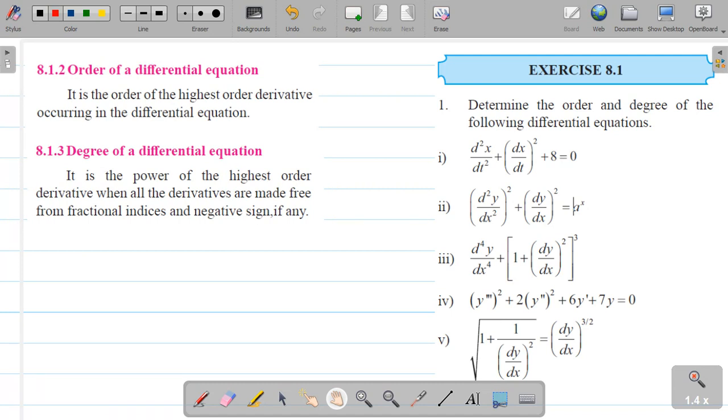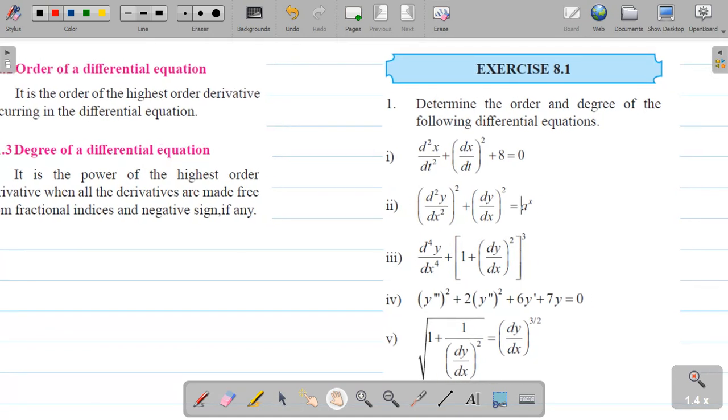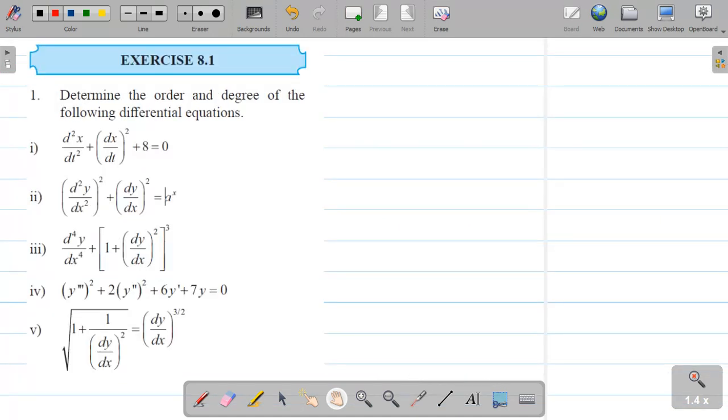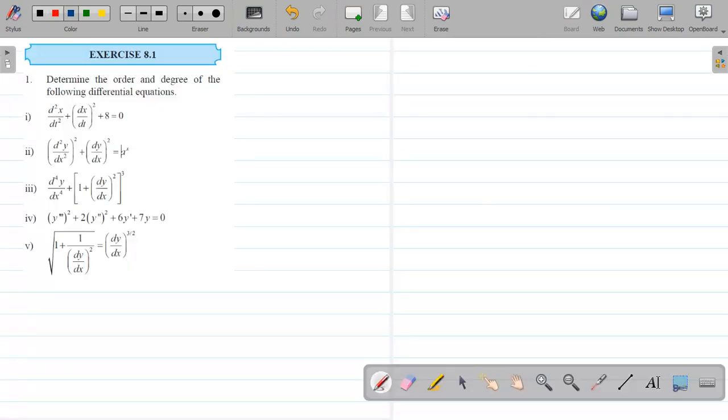Okay, now we will solve exercise 8.1, so let us see here. The question is: determine the order and degree of the following differential equations. A very important question for 2 marks. We have to determine order and degree of the following differential equations. We will solve these one by one.